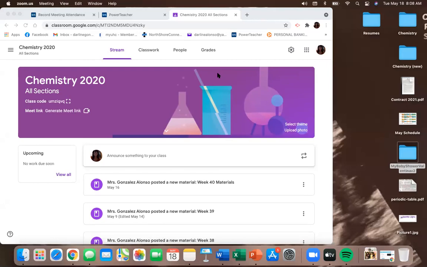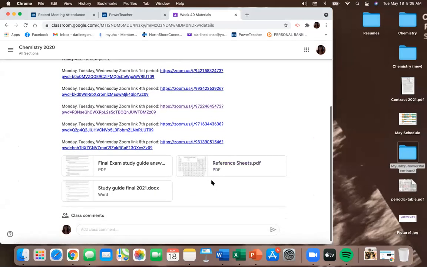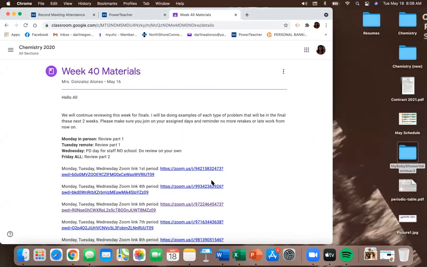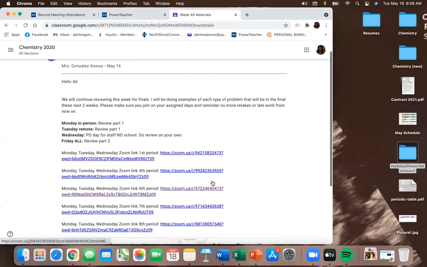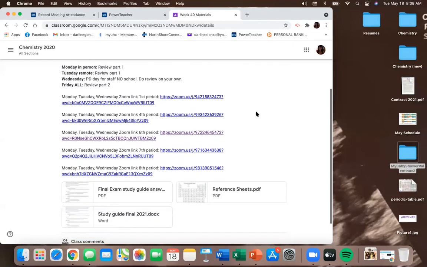So I just want to go through the basics of what we will be doing today. First of all, it's week 40. It's the same kind of stuff from last week, the same three things. We're going to be going through actual problems of the study guide today, and for the next 2 weeks. Just a reminder, there's no more retakes and no more late work. I'm not taking any of that anymore.